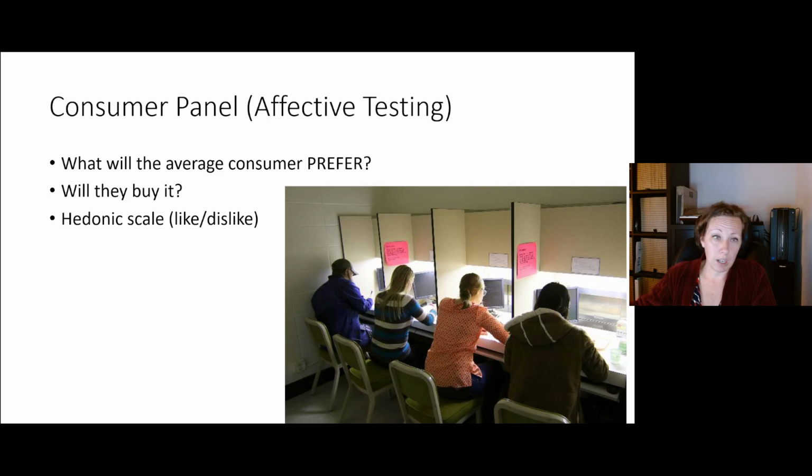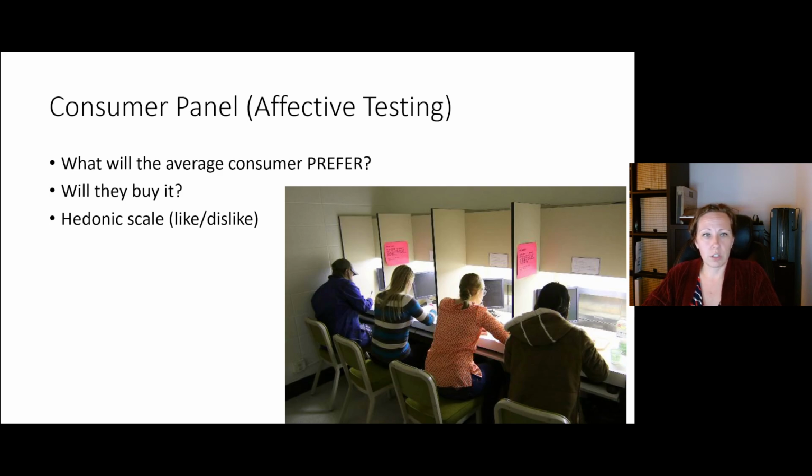Okay, so the second main type of sensory panel is a consumer panel, and this is also known as affective testing. Affective means relating to moods, feelings, or attitudes. So with this type of testing, the goal is to determine what the average consumer will prefer. What do they like? Do they prefer it enough to buy it? So often during consumer testing, we'll ask them, what is the price at which you would buy this product? What is the price at which you wouldn't buy this product? Will you buy this product?